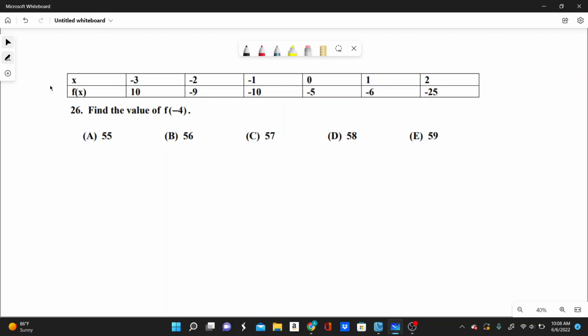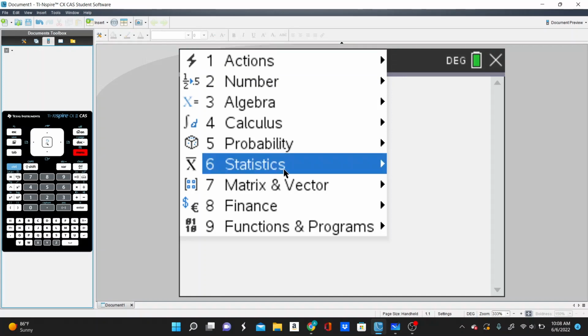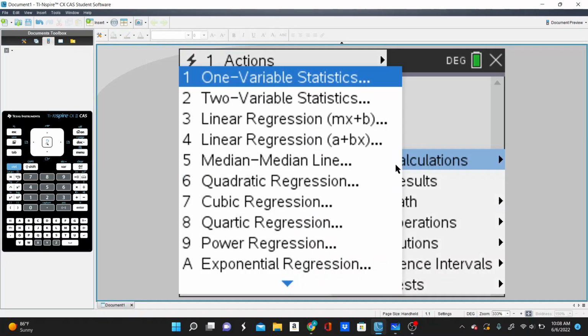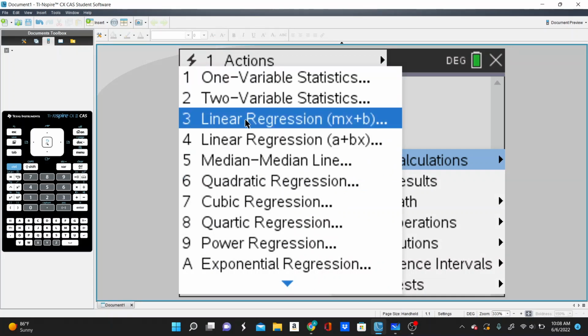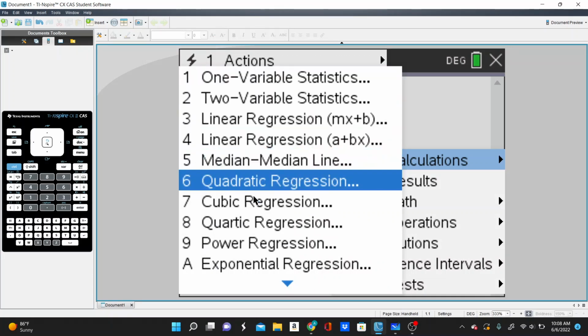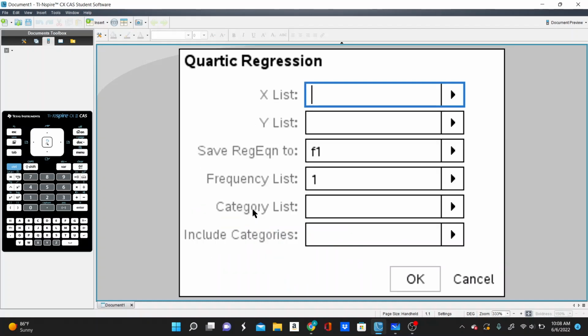So, the way we're going to do that is I'm going to pull up my TI Inspire, and we are going to do a regression. To do that, you go to Menu, and then Statistics, and then Stat Calculations, and then you have all of these options. You have linear regression, quadratic regression, cubic regression, and quartic regression. Most of the time on these questions, it will be one of those four, but the one that I always use is quartic regression, and I'll show you why later.